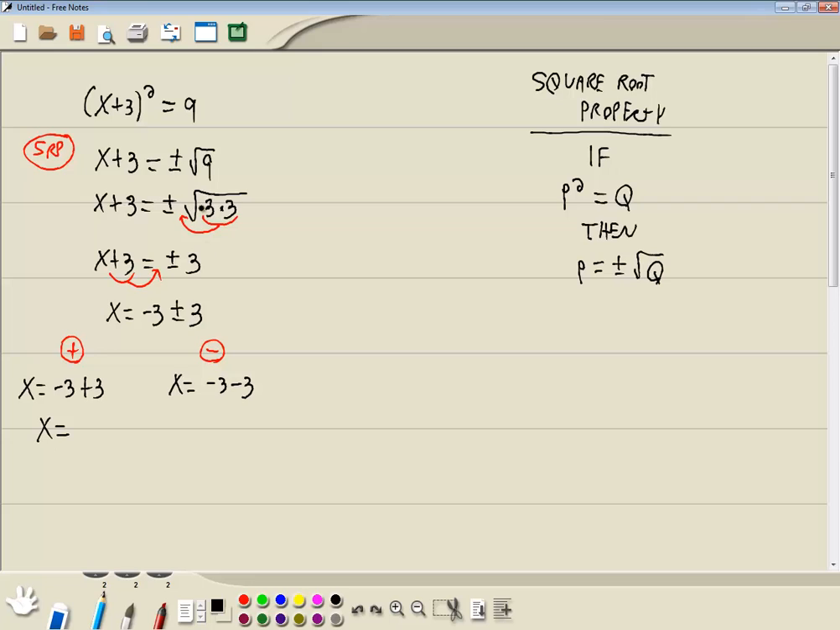Now if my radical hadn't disappeared, if the square root was still there, I wouldn't have split this apart in this manner. Now negative 3 plus 3 is 0, so our first answer is 0. And negative 3 minus 3 gives us negative 6. And those are our two answers.